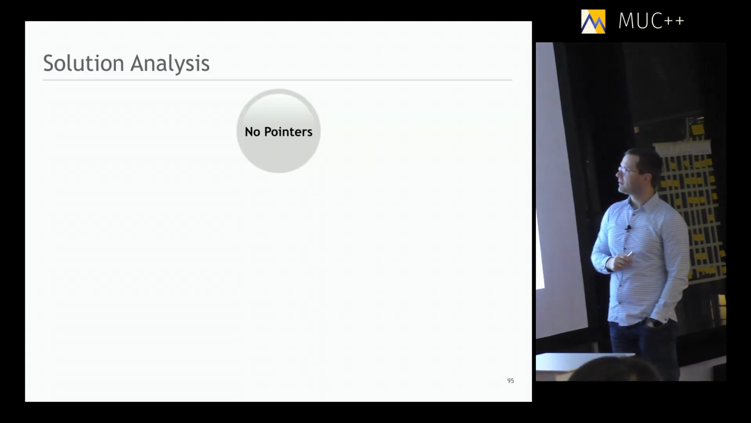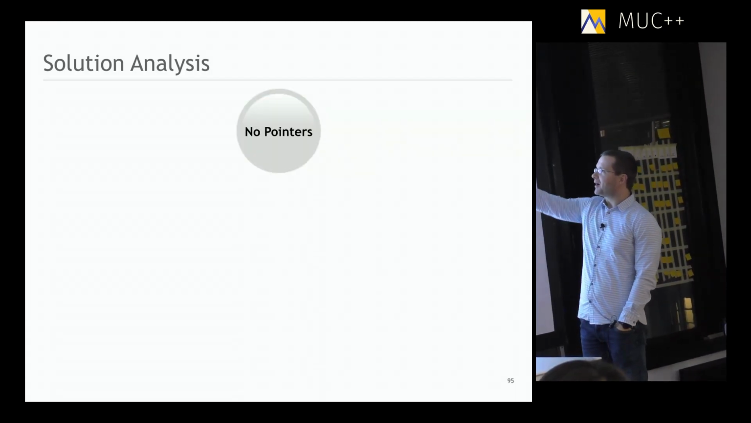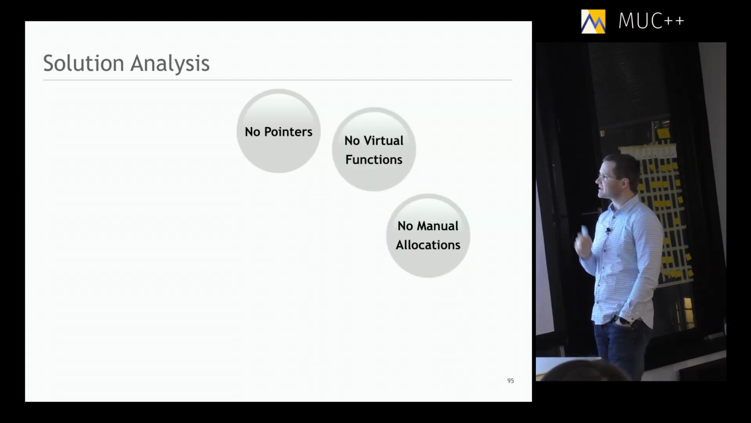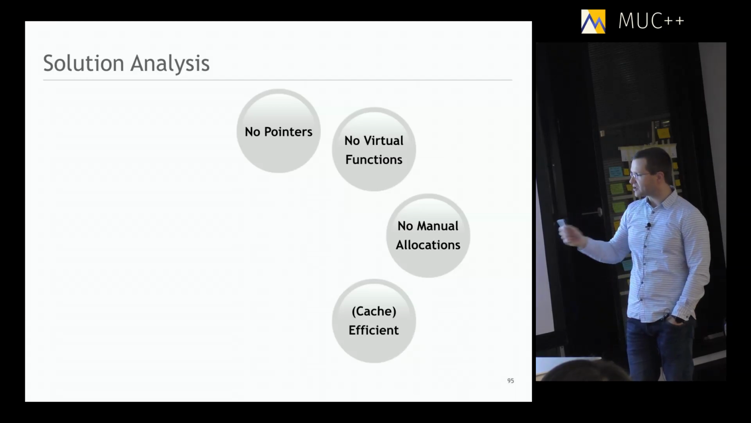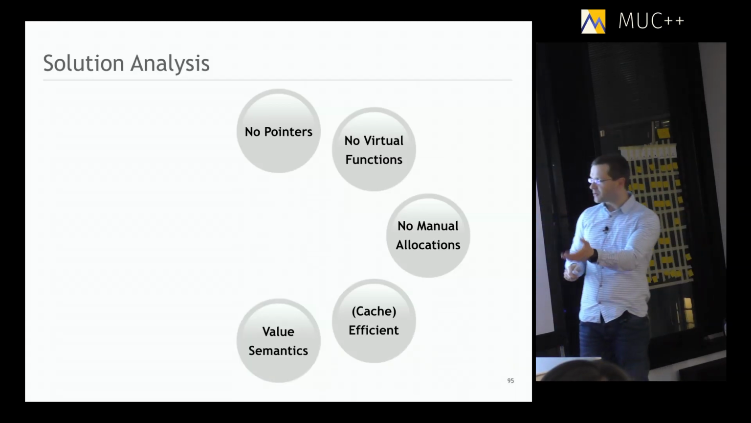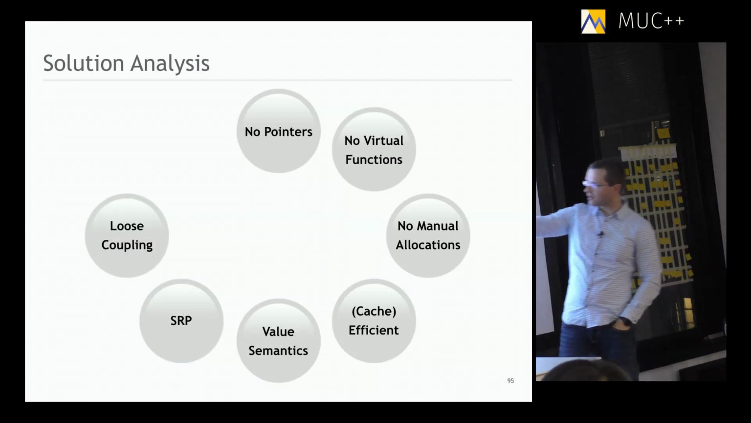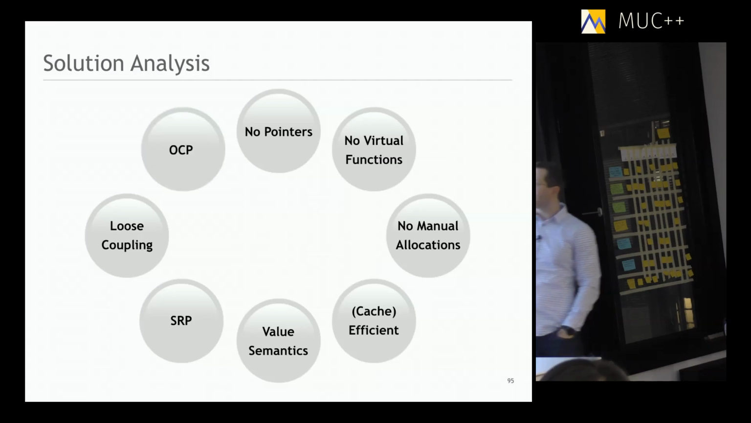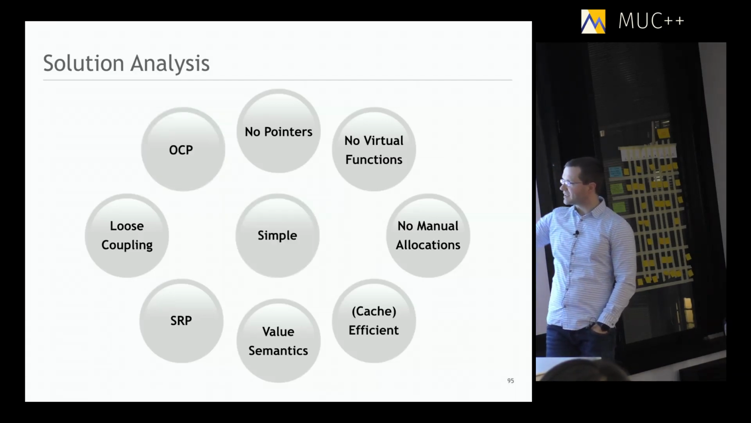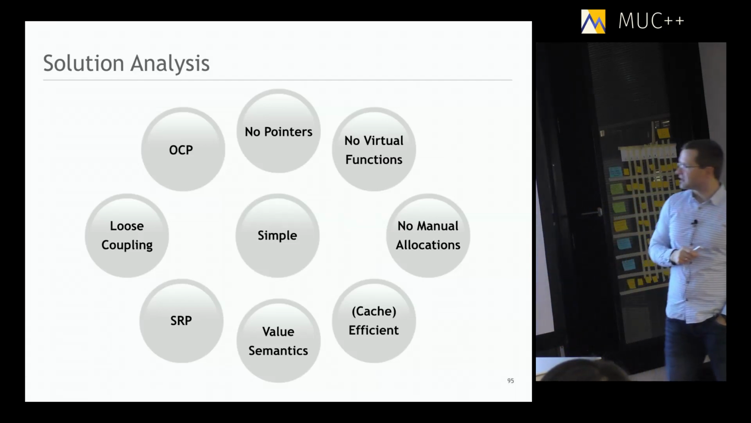Oh, okay, I forgot this one slide. Forgive me. So this is what I said. There's no pointers, there's no virtual functions, there's no manual allocation. It is cache efficient because everything is together. It uses values only, no pointers, etc. SRP is fulfilled. There's very loose coupling and OCP. It's a really, really beautiful solution, this variant. In the center, it's just simple. And well, I forgot about this side note indeed.